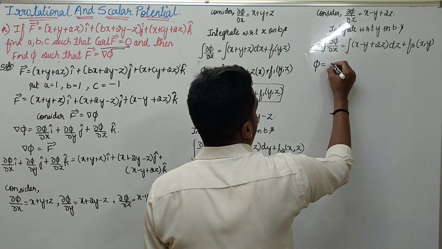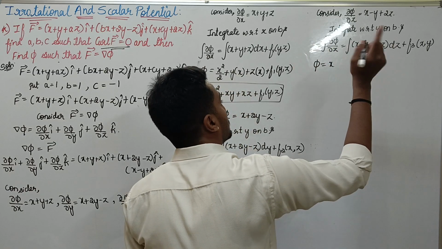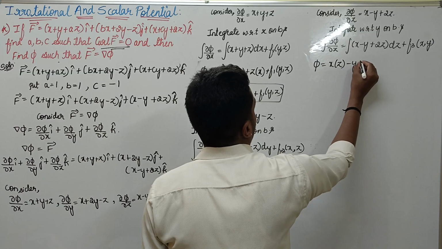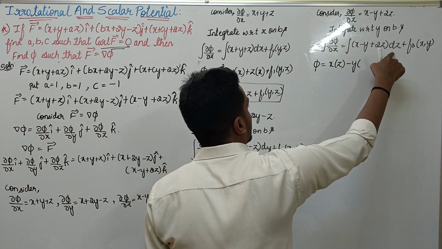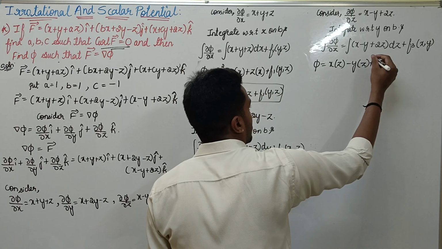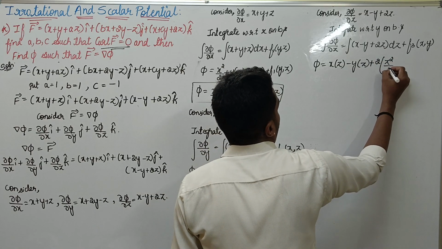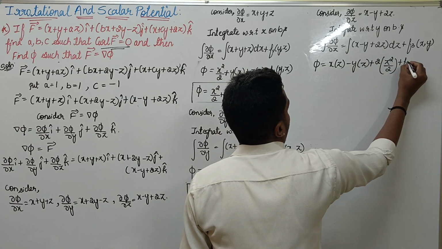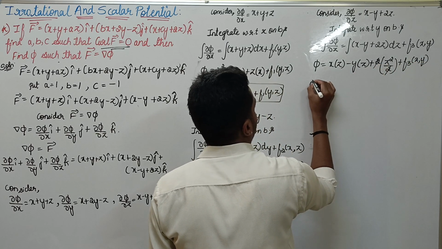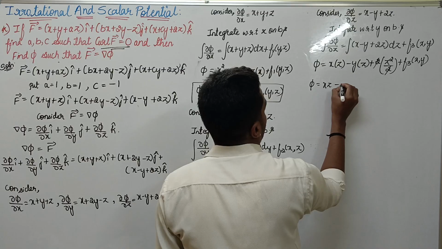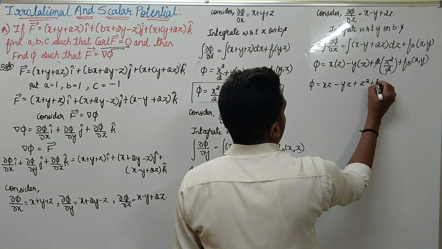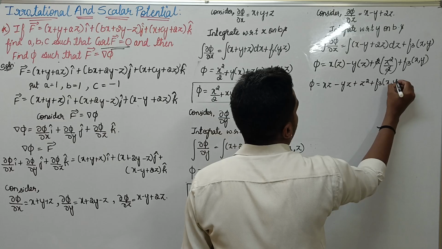Now x remains constant, integration of 1 with respect to z gives z, minus y into the integration of dz, you get z, plus 2 into the integration of z, you get z square by 2, plus f3 of x comma y. The 2 gets cancelled, so phi is equal to xz minus yz plus z square plus f3 of x comma y.